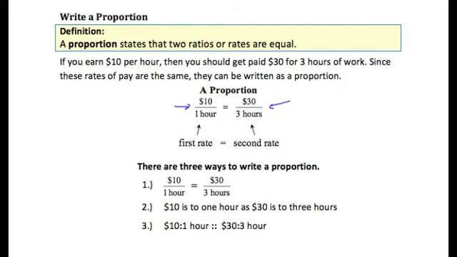Now there are three ways to write a proportion. The first way, and most of the time this is what we use in mathematics, is written as a fraction. $10 is to 1 hour is the same as $30 is to 3 hours. Now we can also write this in sentence form. If we ever needed to write this in a paragraph or sentence structure, we could also write the proportion this way. $10 is to 1 hour as $30 is to 3 hours. And we can abbreviate the sentence even further if we want to use colons. When we read this with colons, we read it the same way. This would be read, $10 is to 1 hour as $30 is to 3 hours.